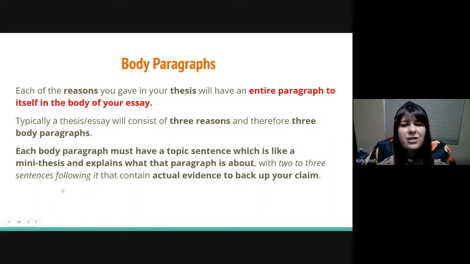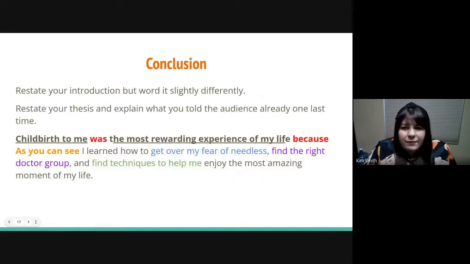Each body paragraph needs to have a topic sentence, which is like a mini thesis and explains what that paragraph is about, with 2 or 3 sentences following it that contain actual evidence to back up your claim. So if the paper was about city versus country living, if I said I wanted to live in the city and I gave my 3 reasons, I just want to make sure at the beginning of each body paragraph that I introduce that reason to the reader and just say, okay, now we're going to talk about this, basically, in a more formal way.